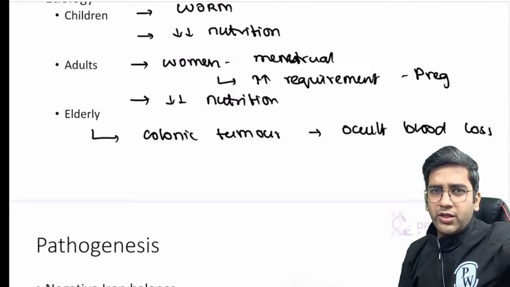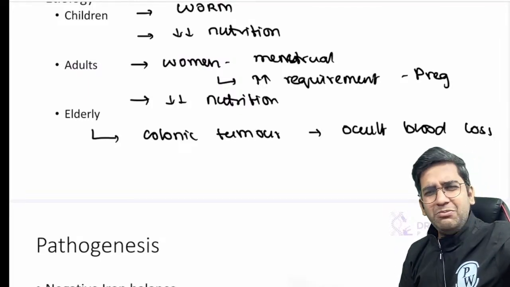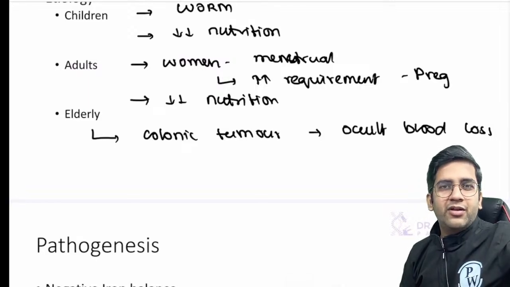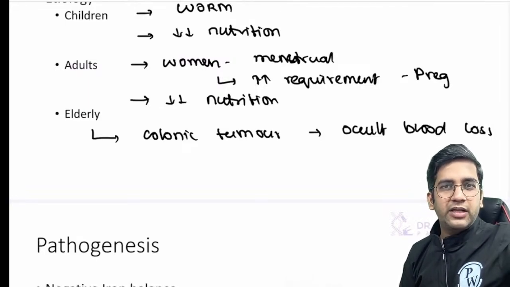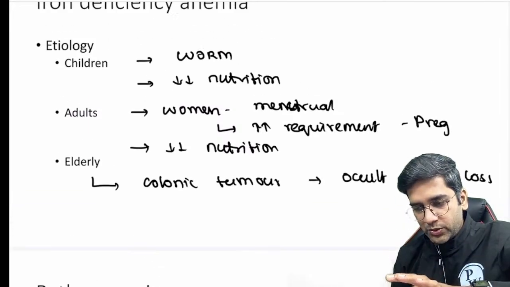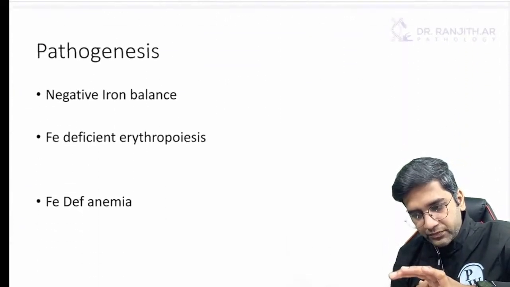You can add more. You can write trauma. You can write any blood loss. Not only this, it could be a hematemesis due to variceal bleeding. Any blood loss, for that matter, will end up in having iron deficiency anemia only. Fine, that's one. So now pathogenesis.